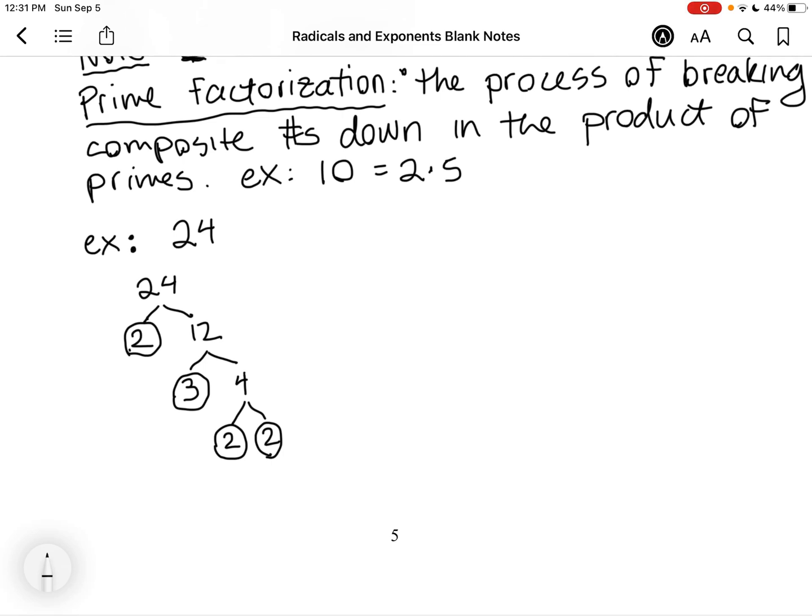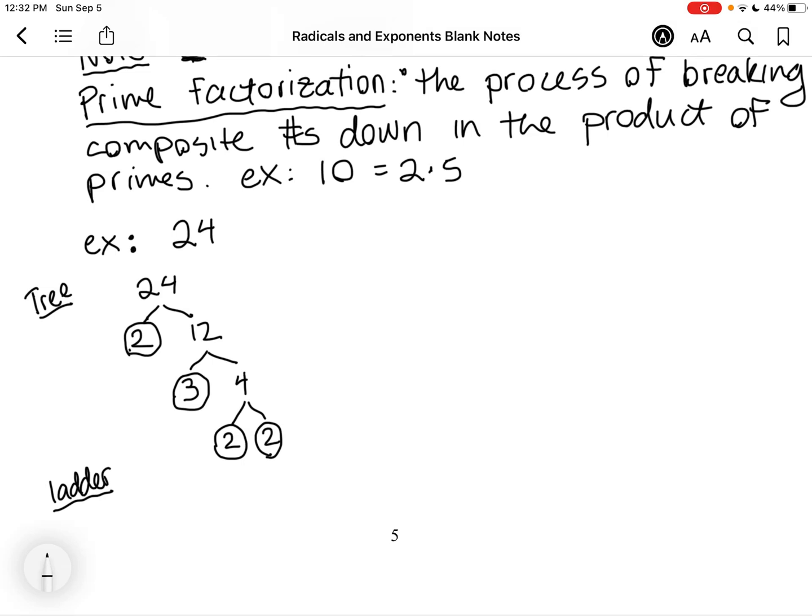Okay, and then 24 is going to be equal to all of the ends multiplied together, 2 times 3 times 2 times 2. Now, when I'm writing out prime factorizations, I like to write the primes in order from least to greatest, just because it helps me to organize them. Okay, you can also do something called a ladder. This is a tree. I actually prefer the ladder personally, but you can use either.